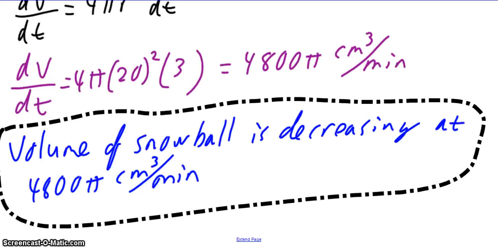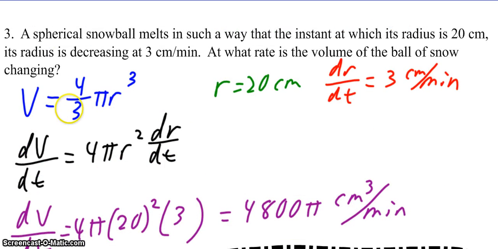Alright, so hopefully you got the volume of the snowball is decreasing at 4,800 pi centimeters cubed per minute. Make sure you put in decreasing. So, let's back up at the top. So we know volume is 4/3 pi r cubed. If you didn't remember that, you could have looked it up. The radius at the instant we're looking for the rate of change is 20 centimeters. dr dt is 3 centimeters per minute, but it's decreasing at 3 centimeters per minute. So you could make this negative as well.